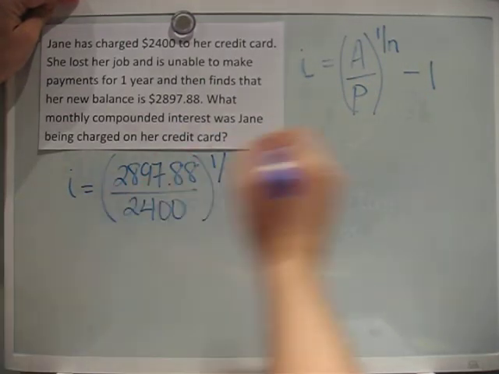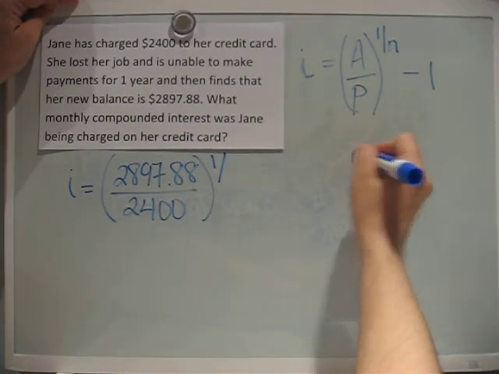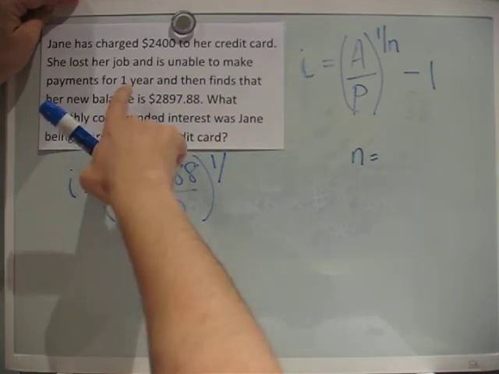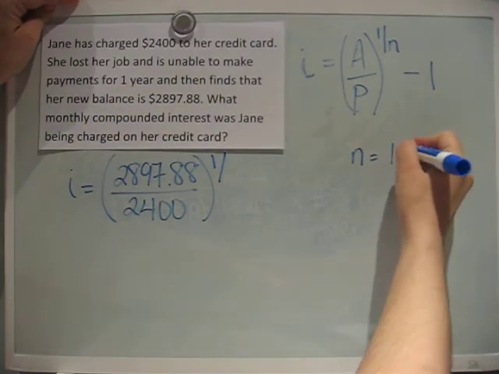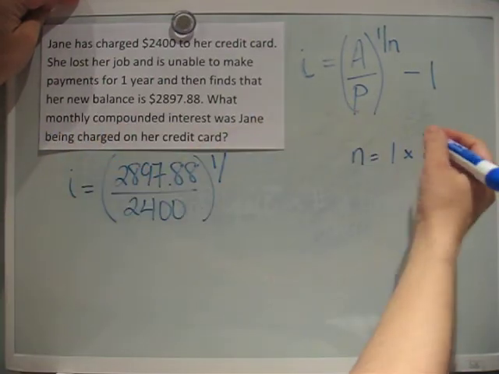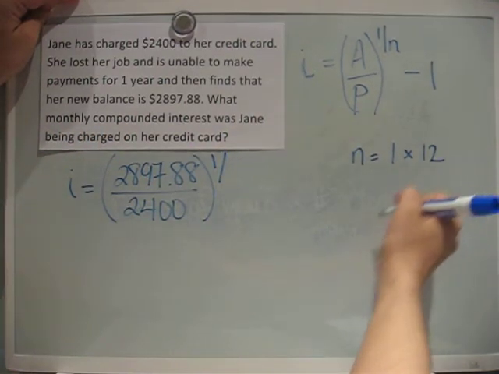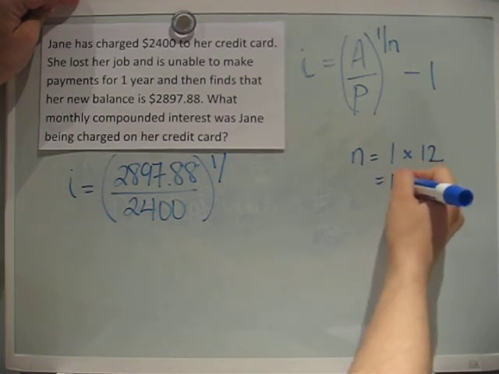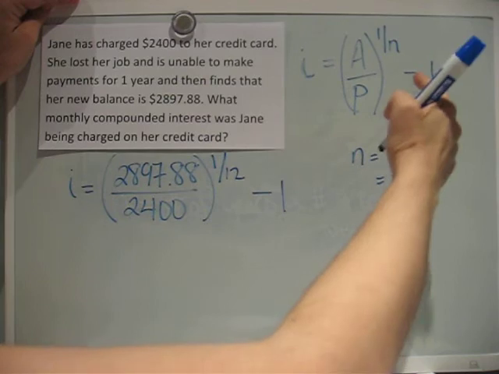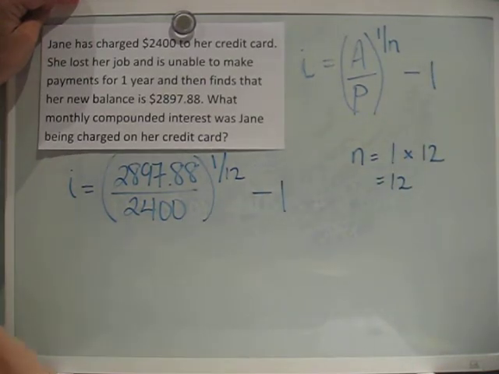Now the n value again is the total number of compoundings. So it's the number of years, in this case 1 year, times the number of compoundings per year. They're asking for what monthly compounded rate was being charged. Monthly compounding is 12 compoundings a year, so we have n is 12. And then we subtract 1 from that.